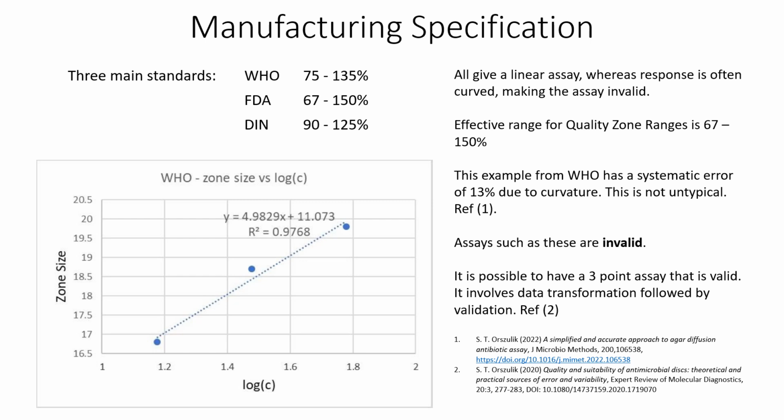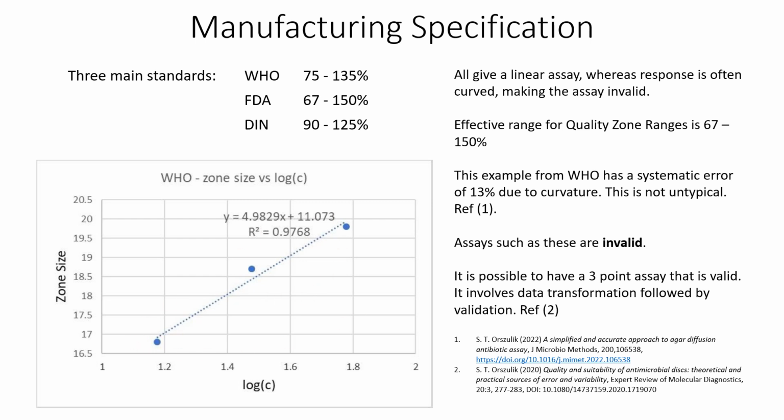Taken from this example, there is already a 13% error due to curvature. So if you take a measure across and you then read off what the concentration is, the concentration here is on a log scale. So when you anti-log it, you get a bigger error than you might think just by looking at this graph.